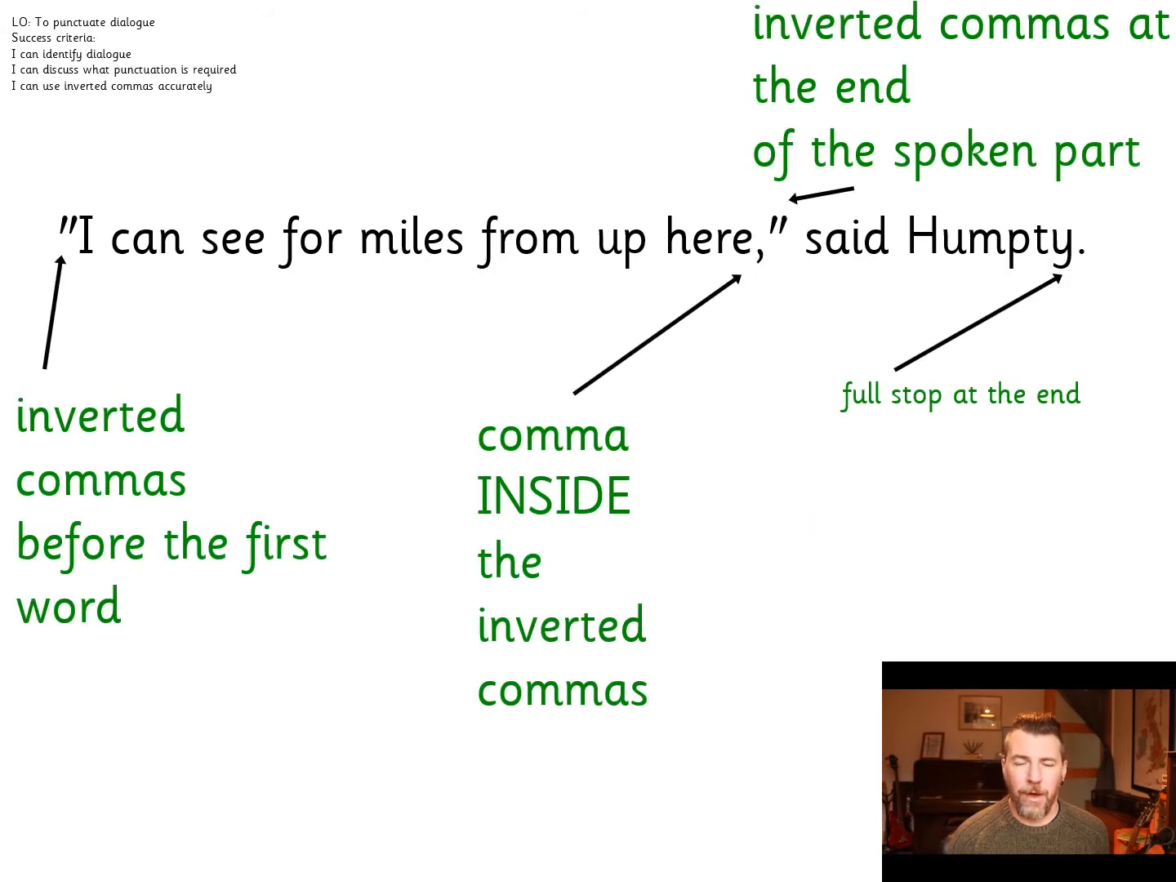So let's see if you've got everything there. At the beginning, we've got inverted commas before the first word. Here they are. Although they don't look like it on here, these are the ones that look like a little 66. Then we've got a comma inside the inverted commas. Before the next set of inverted commas, we've got this ordinary comma. Then we've got inverted commas at the end of the spoken part and a full stop at the end. So for that particular bit of speech, you need all of those features in place for it to be right.